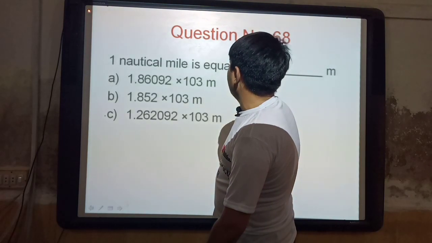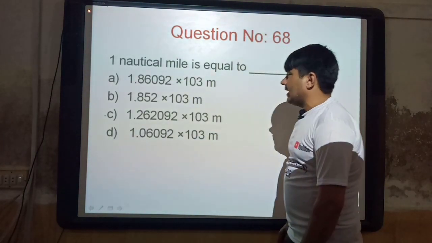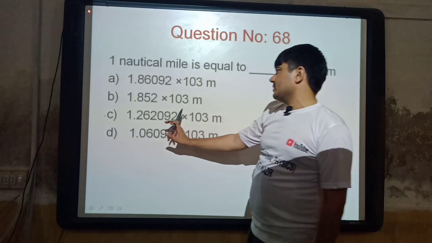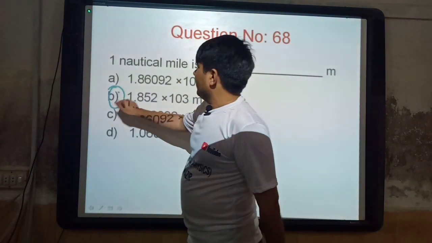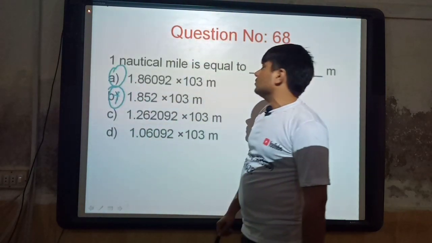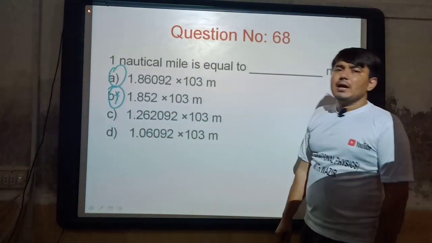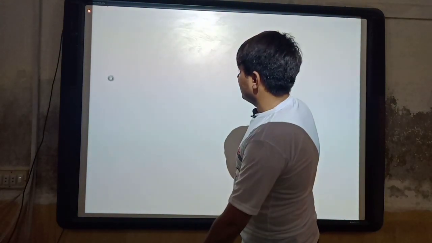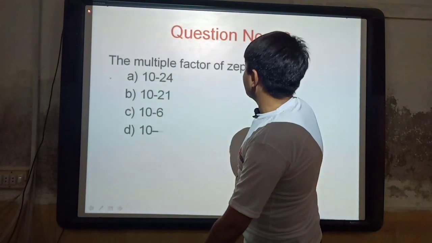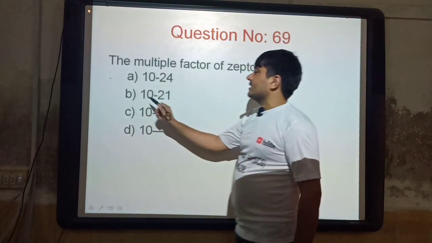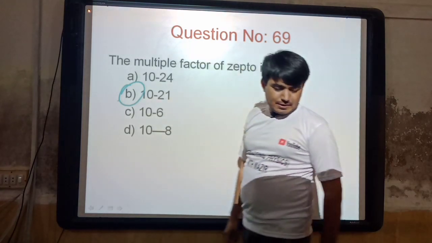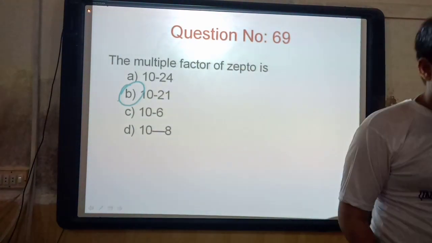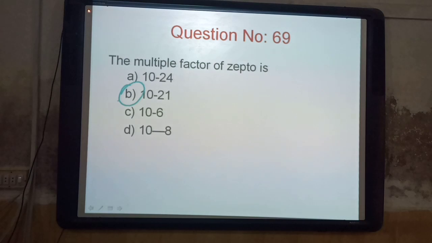1 nautical mile is equal to 1.85 or 1.8692 into 10 to the power 3 meter. The multiple factor of a zepto. Zepto is 10 to the power minus 21.